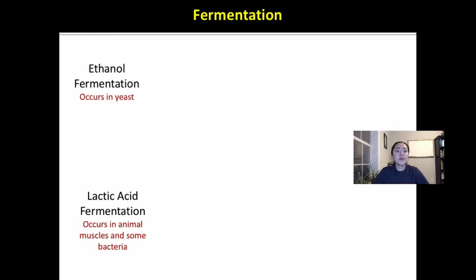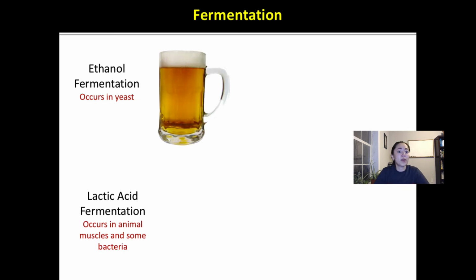Let's talk about some of the uses of ethanol fermentation. Remember that ethanol fermentation by yeast is used to make alcoholic beverages. We mix yeast in with barley, and then the yeast break down the sugars in barley, and we use the ethanol they produce as the alcohol in our alcoholic beverages. If we mix yeast with different types of fruit, we can create wine and use the ethanol that they produce in those situations.